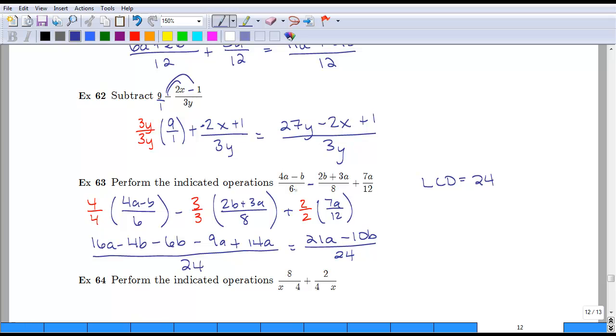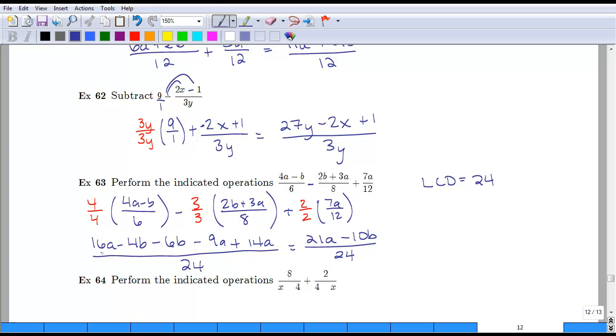The first one needs to be multiplied by 4 to get 4 times 6 is 24. The second one needs 3 times 8 is 24. And the third one needs 2 times 12, which is 24. If you notice here, I distributed the 4 to each piece in the first fraction, so 16a minus 4b. In the second, I made sure to bring this negative sign through when I multiplied by the 3. So this is now negative 3b and minus 9a. And then the 2 times 7 would be 14a.